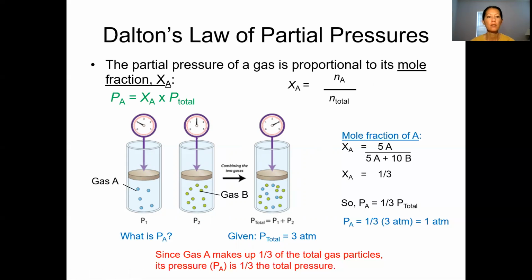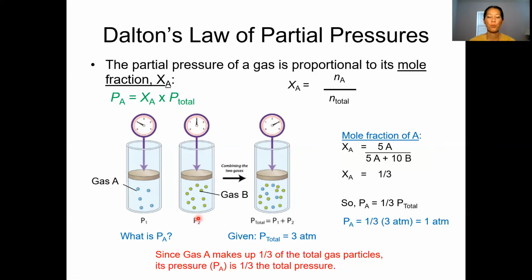So what this is saying is the partial pressure of gas A here, let's say we didn't know it, we wanted to find it. What we can do is find out what fraction of the blue gas particles, gas A, is out of the total gas particles. And then if you know the total pressure here, the pressure of A is its mole fraction, the fraction of how much is in there, mole-wise, times the total pressure.